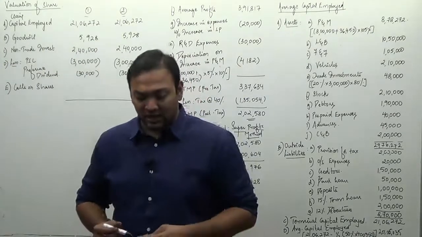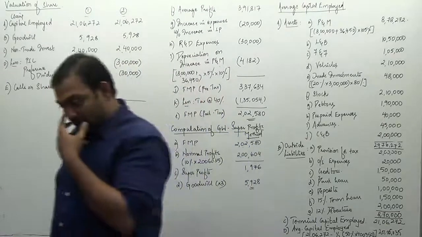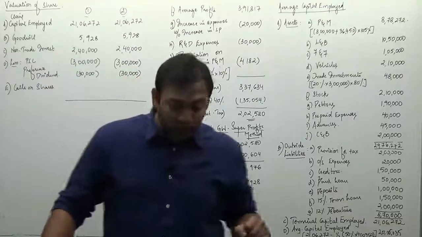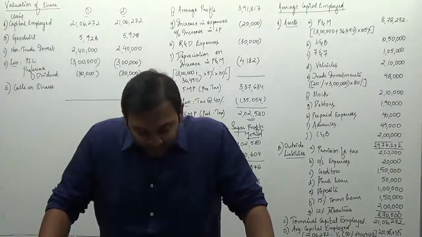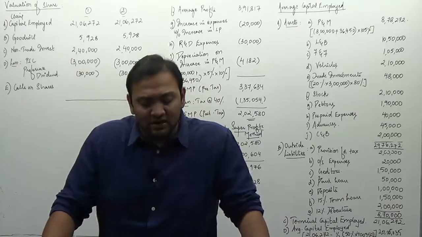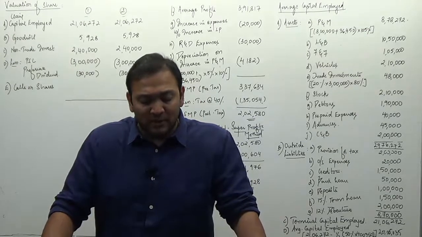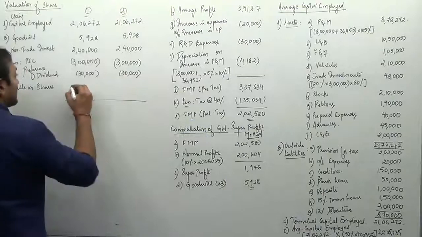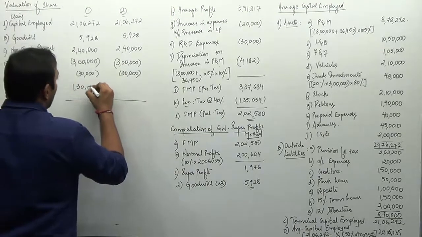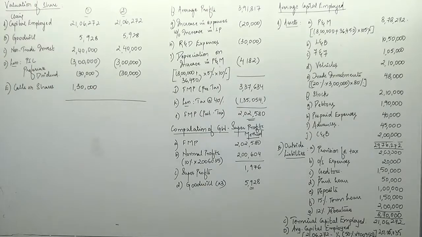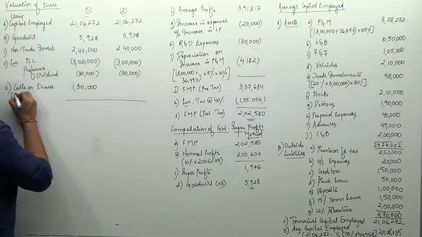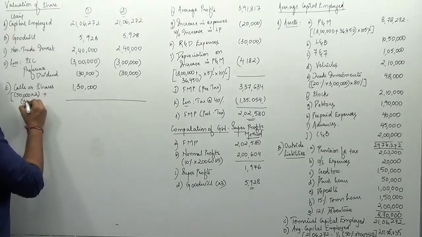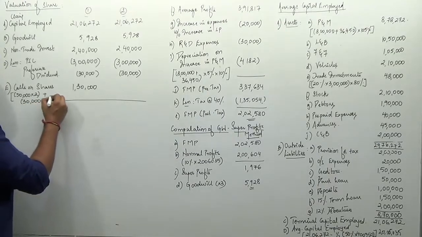Wherever you have partly paid shares, keep calling. First case, 10 rupees share, 8 paid up. Calls on shares is 2 rupees, 50,000 shares, 1 lakh. On the second partly paid share, 30,000 shares, 5 rupees share, 4 rupees paid up, 1 rupee unpaid, 30,000. So 1 lakh plus 30,000, the total calls on shares is 1,30,000. That is 50,000 shares into 2 rupees, there are 8 rupees paid up, plus 30,000 shares into 1 rupee, there are 4 paid up, 5 rupees share.